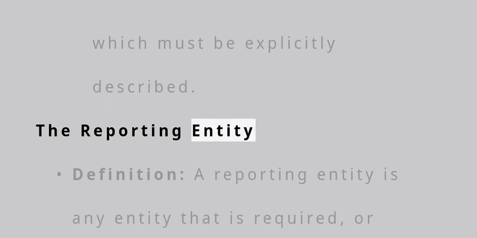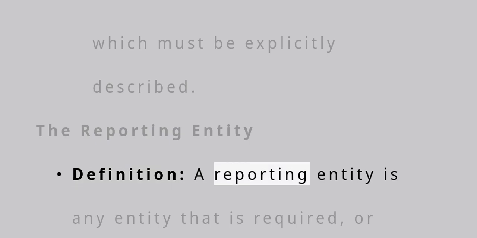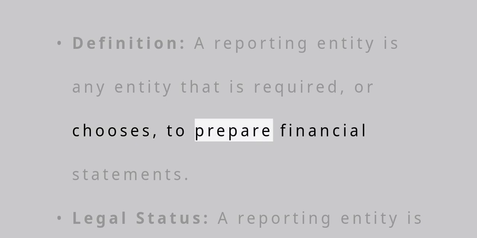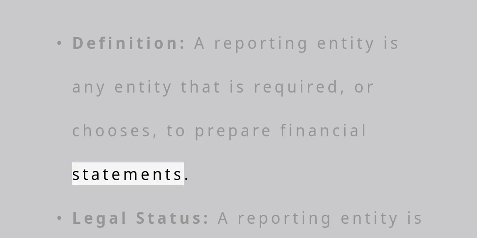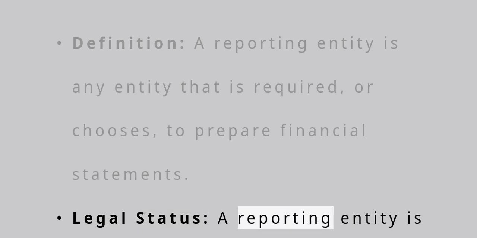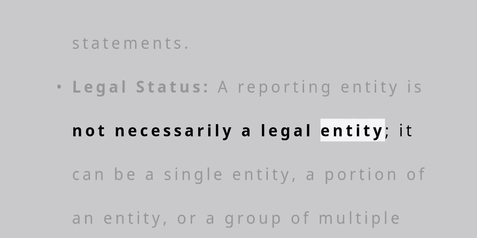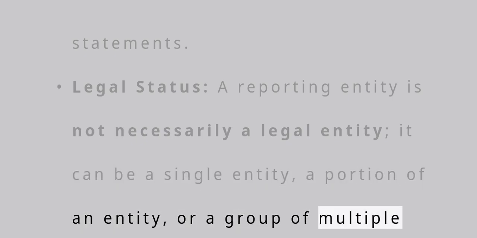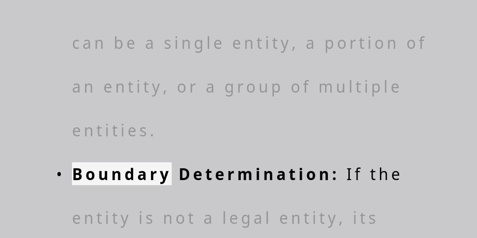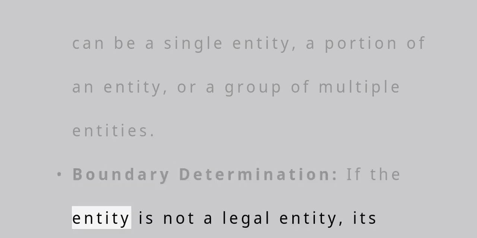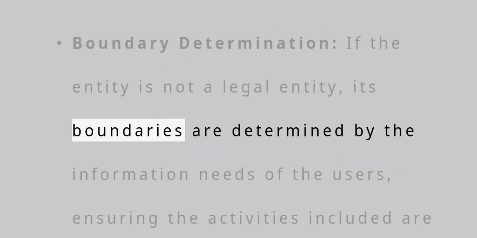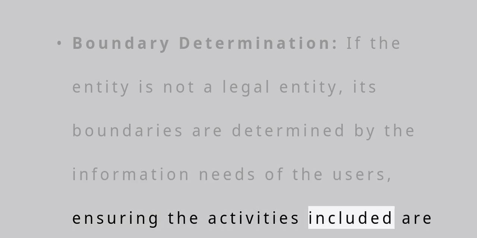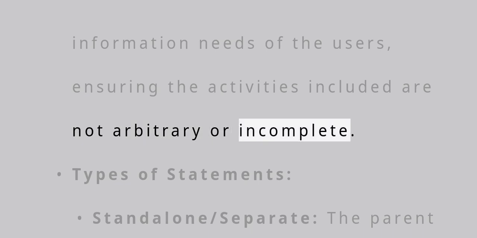The reporting entity. Definition: a reporting entity is any entity that is required, or chooses, to prepare financial statements. Legal status: a reporting entity is not necessarily a legal entity, it can be a single entity, a portion of an entity, or a group of multiple entities. Boundary determination: if the entity is not a legal entity, its boundaries are determined by the information needs of the users, ensuring the activities included are not arbitrary or incomplete.